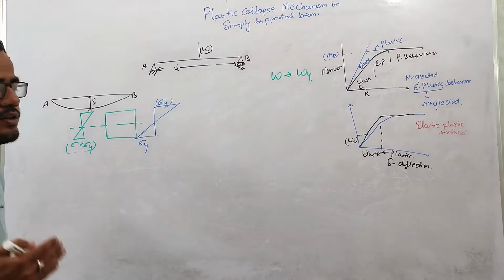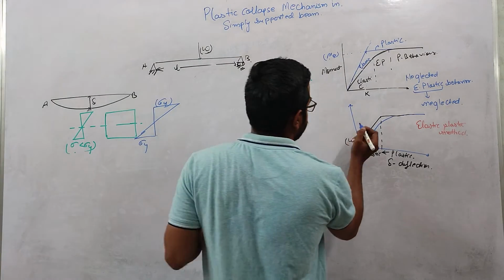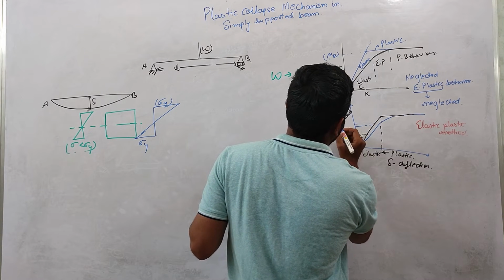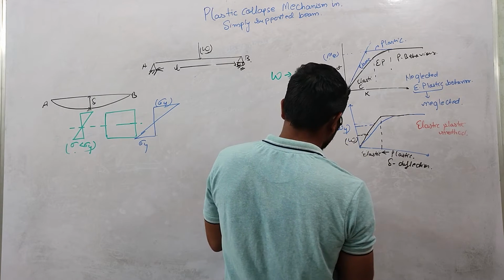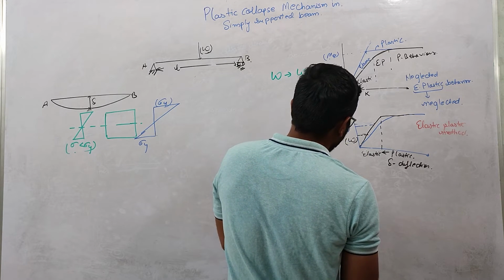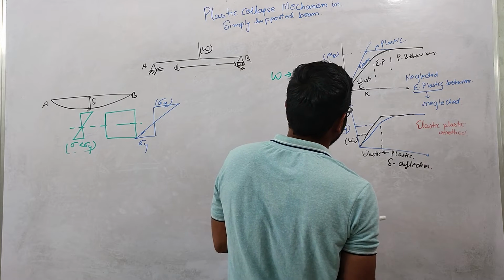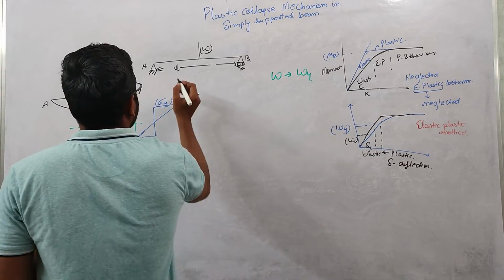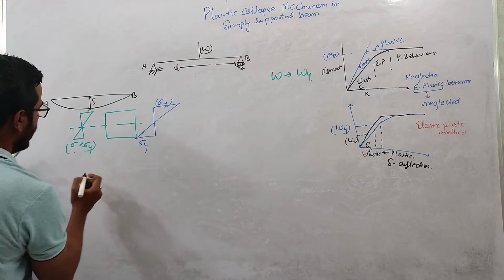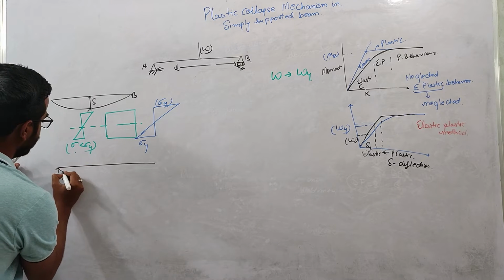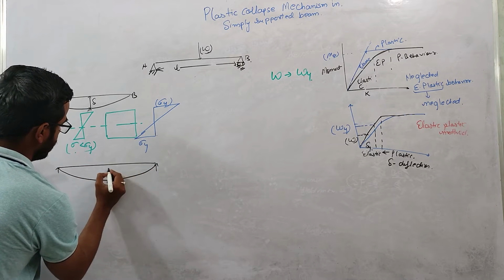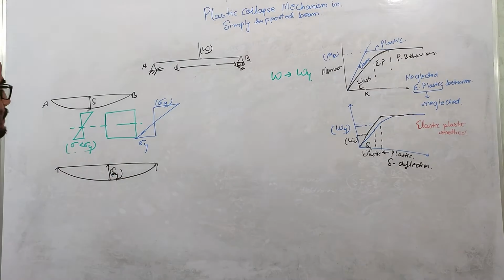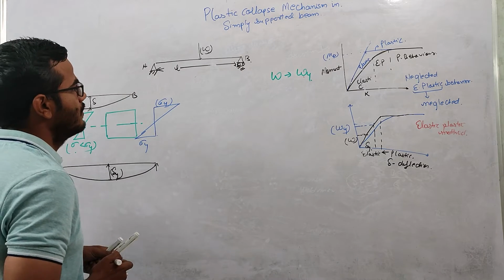This corresponds to the yield load, and in this displacement curve it will be here. So this is our yield load, and corresponding to this yield load we will be having some yield deflection, let us suppose this is delta y. When we increased this W to Wy, the deflection diagram will look like this.